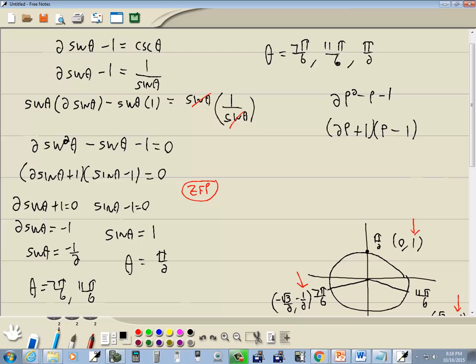Okay, 11 pi over 6. If I put 11 pi over 6 in here, sine is still the same y value, so it checks too. And if I put the pi over 2 in, sine of pi over 2, sine is our y, so we'd have 2 times 1, which is 2, minus 1, which would give us 1 here. And if I put in cosecant of pi over 2, cosecant is 1 over y, so I have 1 over 1, which is 1, so I get 1 is equal to 1. So all three of those actually check, and those would be your answers.